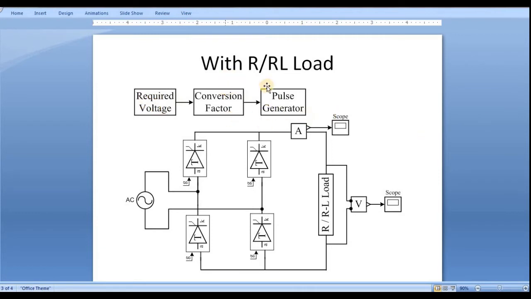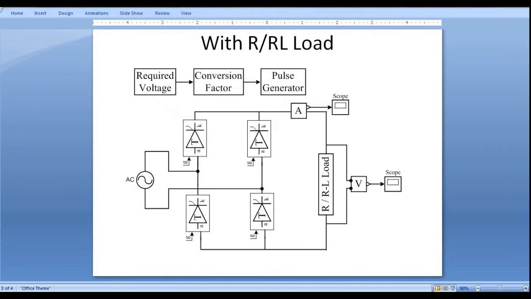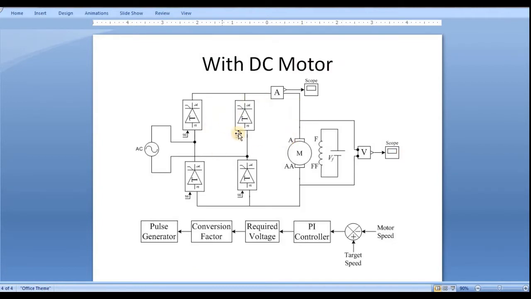This is only with R load, and this circuit is with a DC motor. A DC motor is considered as an RLE load, where E is the back EMF. Generally for the speed control of DC motors, I know how much speed I require. So my reference is my target speed, and I will compare this target speed with the motor speed, and after that I will give it to the PI controller.